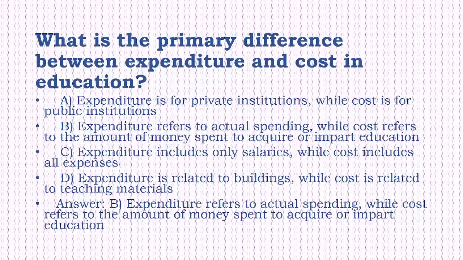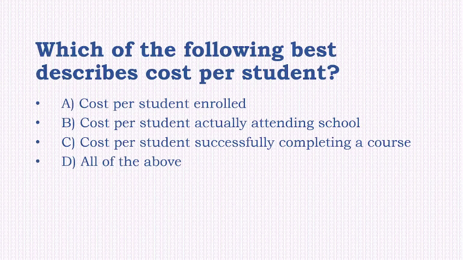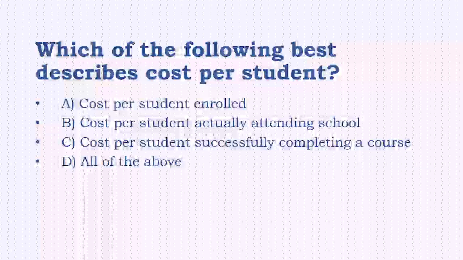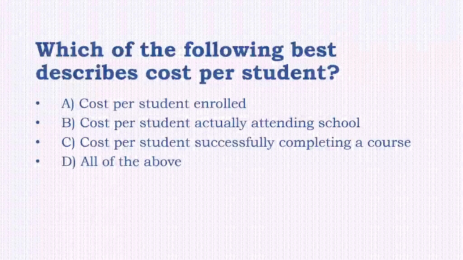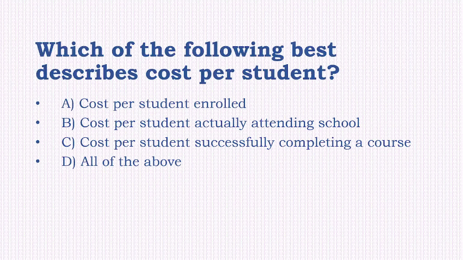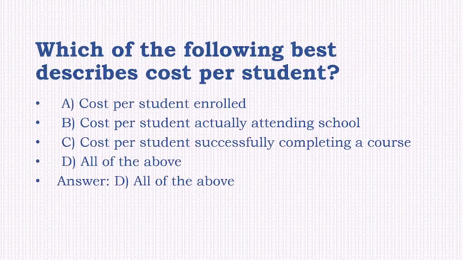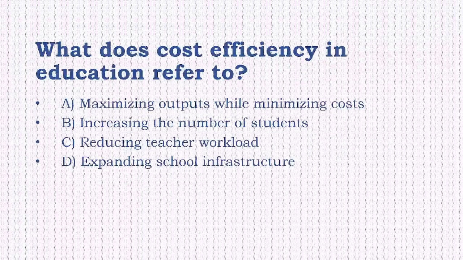Next question: which of the following best describes cost per unit, cost per student? And options of this question: cost per student enrolled, cost per student actually attending school, cost per student successfully completing a course, all of the above. Answer of this question is option D, that is all of the above.